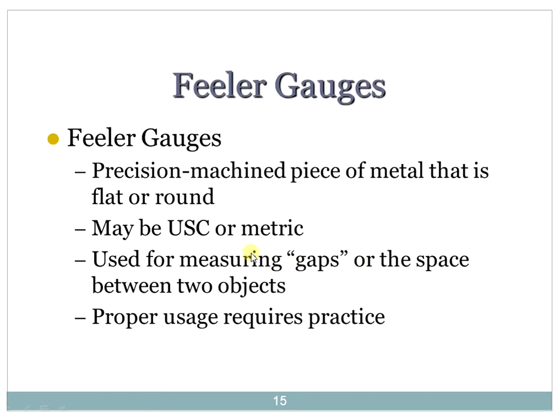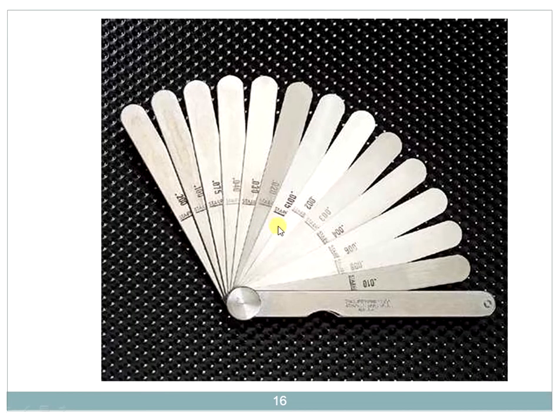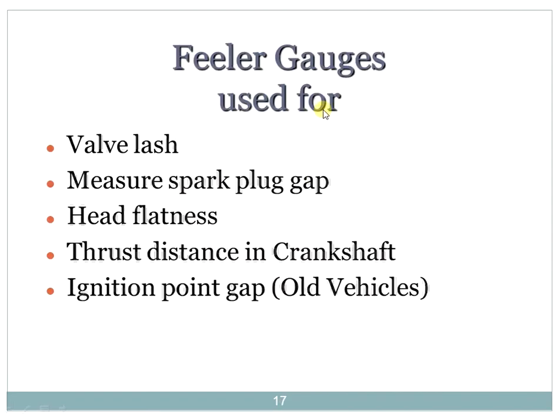And filler gauges are generally precision machined pieces of metal that are flat or round. Likewise, flat plates we can say, and a few graduations are provided on these plates. So what are these plates? Usually filler gauges are used to measure gaps. We have valve lashes, spark plug gap, head flatness, thrust distance of a crankshaft, ignition point gap. There are a number of examples related to filler gauges.